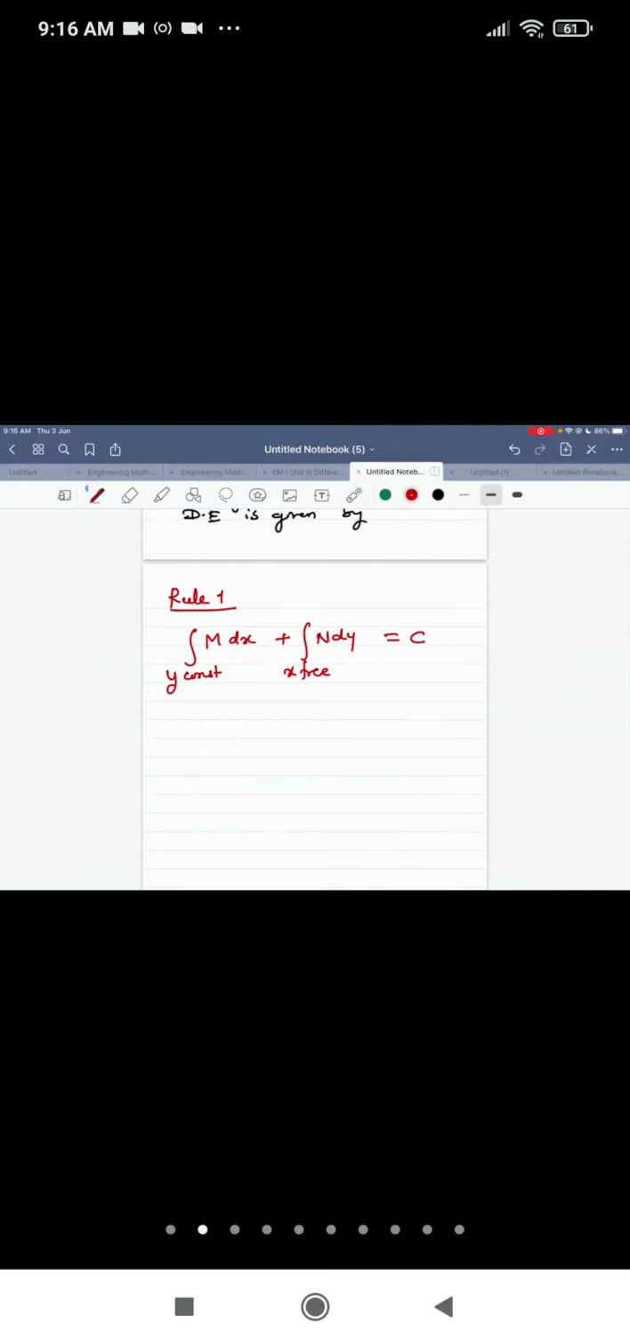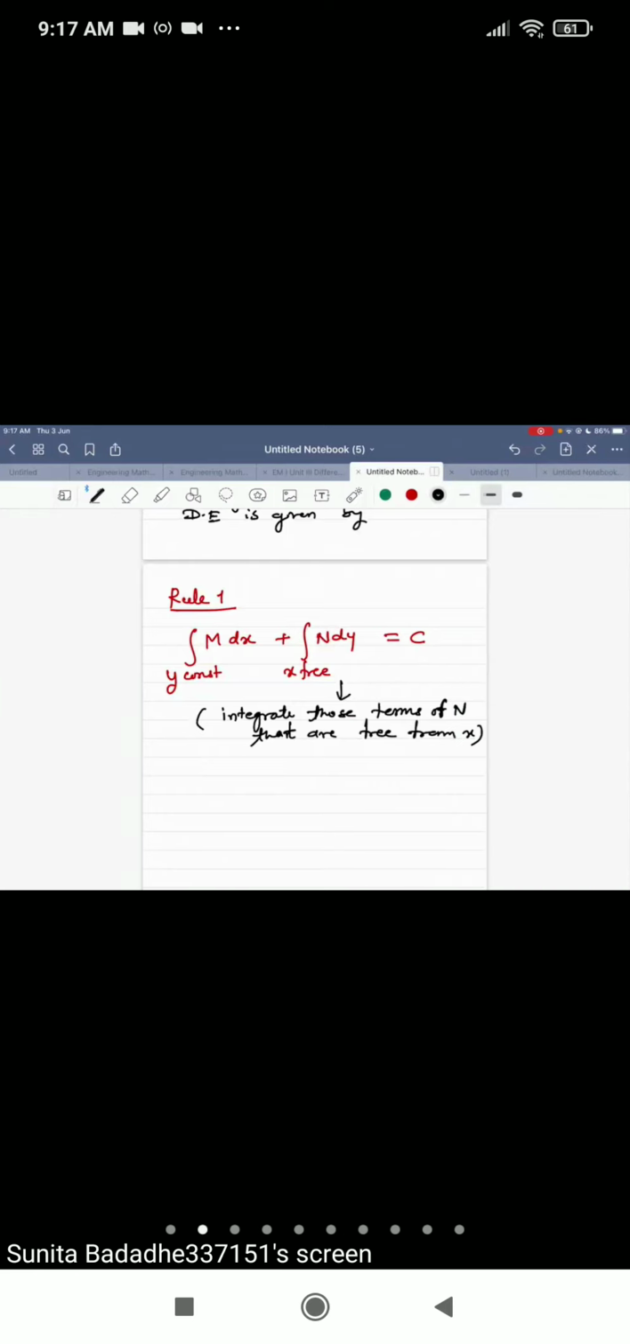Now what is the meaning of this? This means integrate those terms of N which are free from x. That is the meaning of this term, right? So integral N dy equals c.